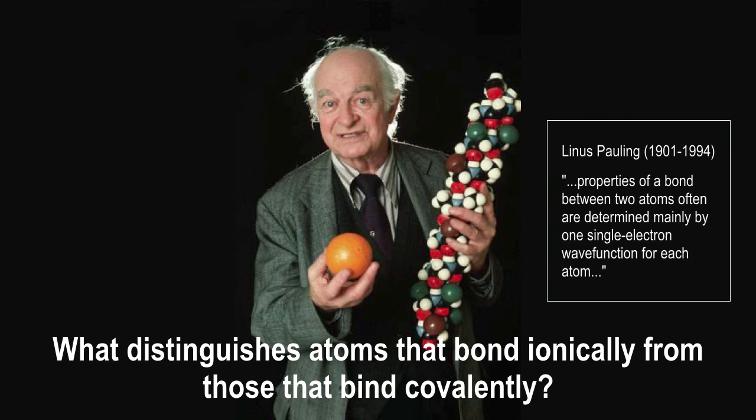It's kind of interesting. The properties of a bond between two atoms, which we were just talking about, are often determined mainly by one single electron wave function for each atom. And that's what we just did. In the hydrogen molecule, there is only one electron anyways. But for other molecules like water, which is hydrogens and oxygen, yeah, you can do the same thing. And try to just look at that one valence electron and what it does, and don't worry about the other stuff, and you can understand a lot about bonding.